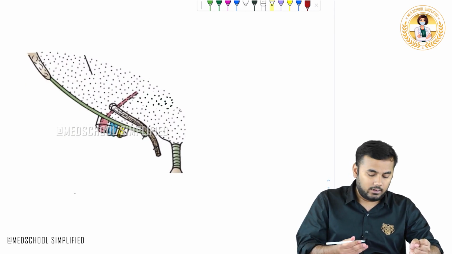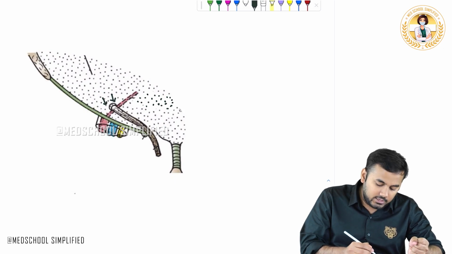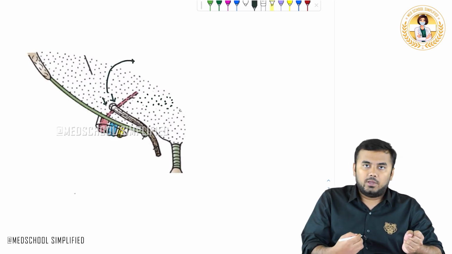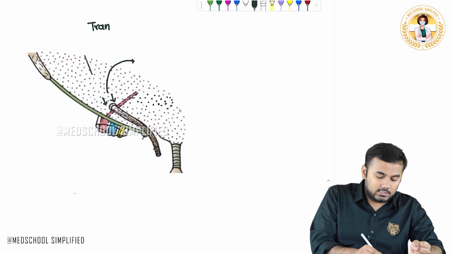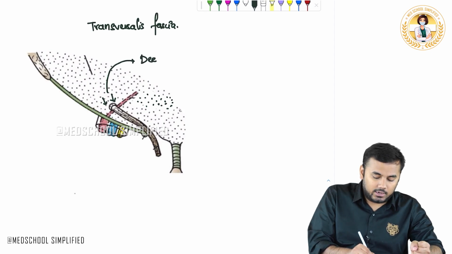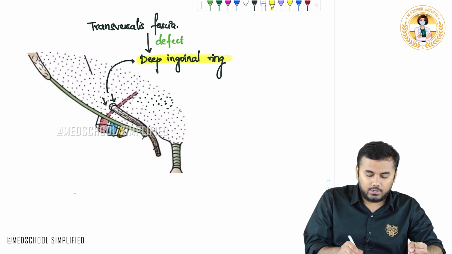That is why there is no redness here. No muscle, only the fascia. You see, the fascia also has a defect here. This defect is called the deep inguinal ring. So what fascia would this be? This is the transversalis fascia. The transversalis fascia contains the deep inguinal ring. So it has a defect, and that defect is called the deep inguinal ring.